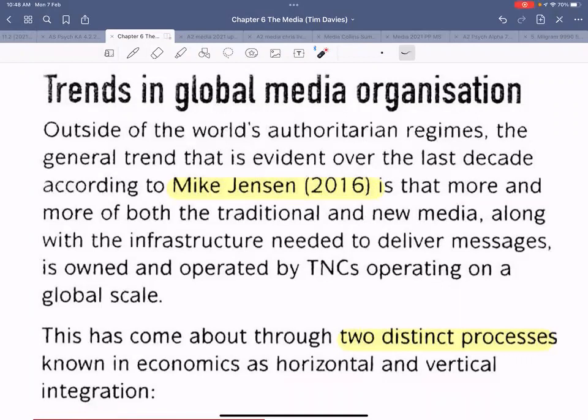Clear? And I'm assuming everyone understands what Jensen had to say, right? Let me reread this for you. More and more of both the traditional and the new media, along with the infrastructure needed to deliver messages, is today owned and operated by these huge transnational companies, multinational companies.